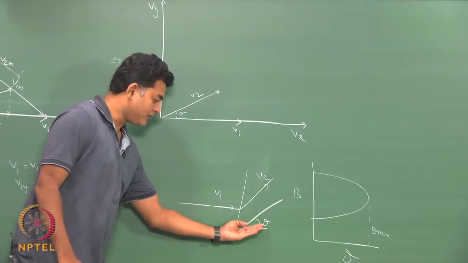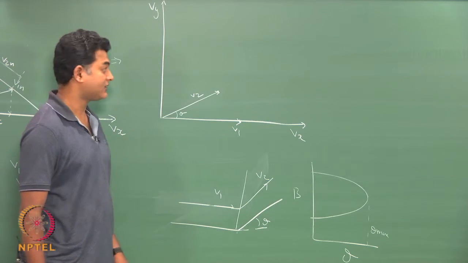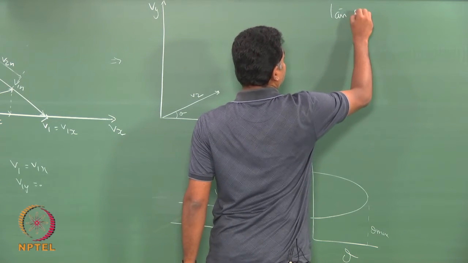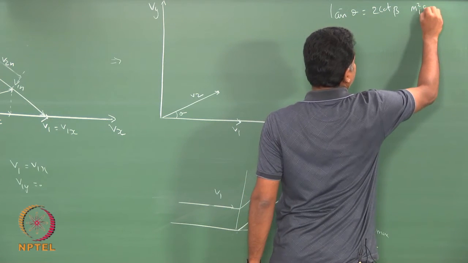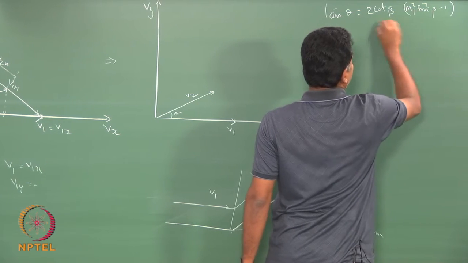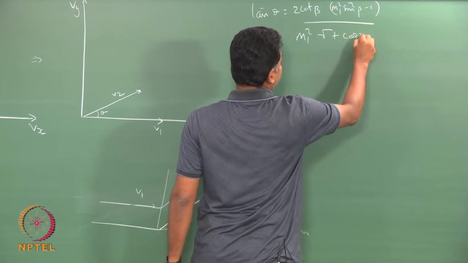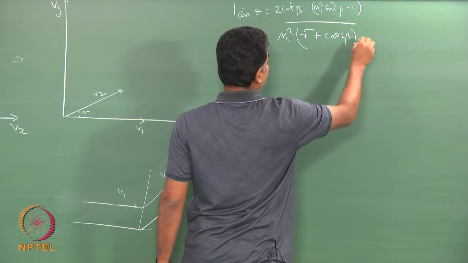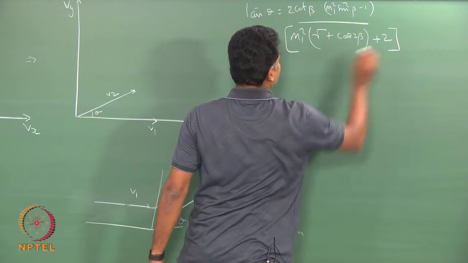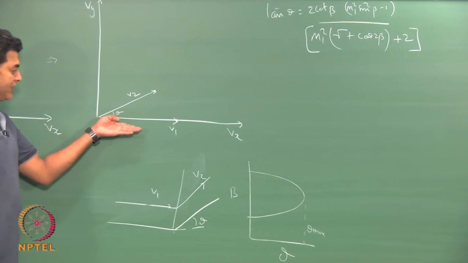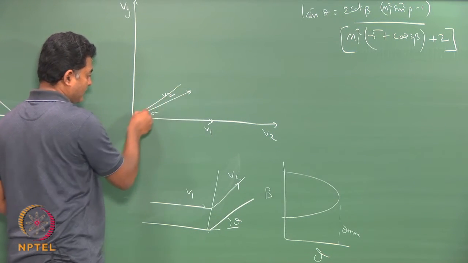So, there is a limit to which you can increase or decrease, so that you have a solution from our theta beta relation, which is tan theta equals 2 cot beta times M1 square sin square beta minus 1, divided by M1 square gamma plus cos 2 beta plus 2. Okay. So, I am going to increase my theta and I would get a different value of this point.